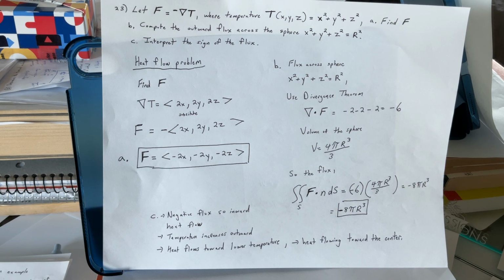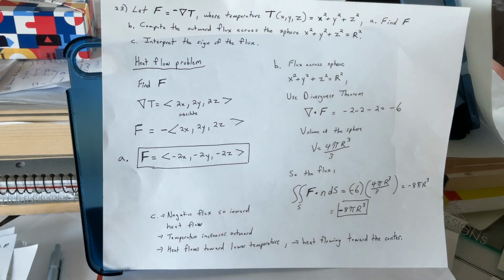All right, so here's where we have an application problem. Let F equal negative del T, where T is the temperature function, T of x, y, z is x squared plus y squared plus z squared. We want to find F, then compute the outward flux along the sphere, and then interpret the sign of the flux. In terms of temperature, this is a heat flow problem.